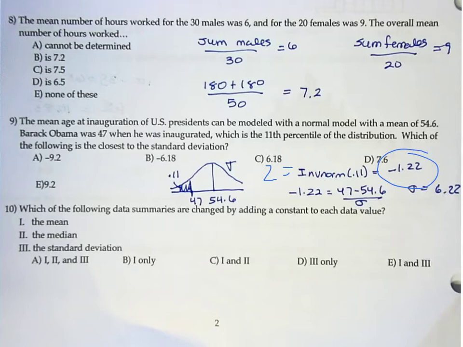Which of the following summaries are changed by adding a constant? Think about adding a constant as shifting the data. So everything moves to the right or to the left, meaning the mean is going to move to the right because we've added a constant. The median will move. But the standard deviation is the spread. And when you shift the data, you are not changing the standard deviation or any measure of spread. So the first two are correct and the last one is not.